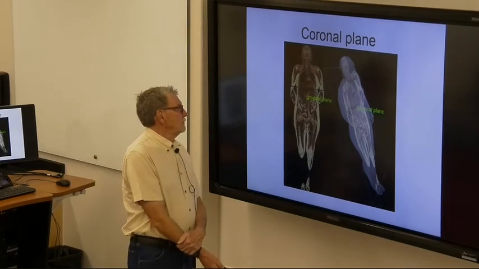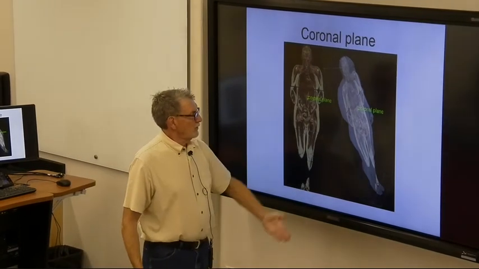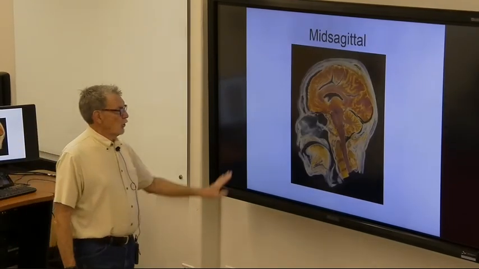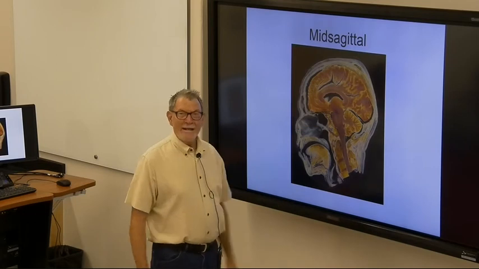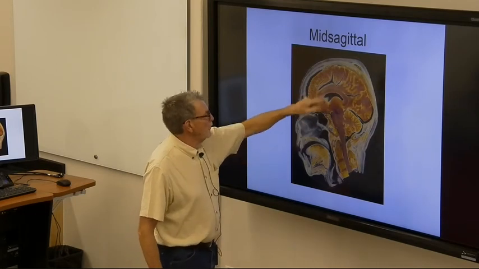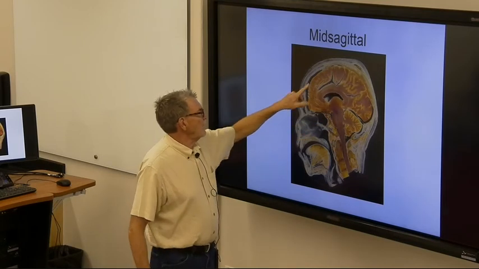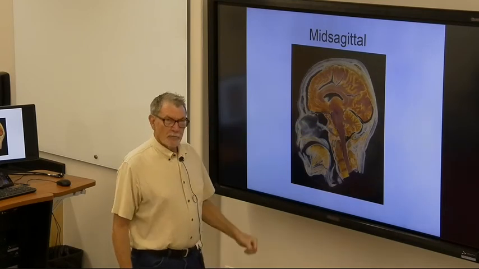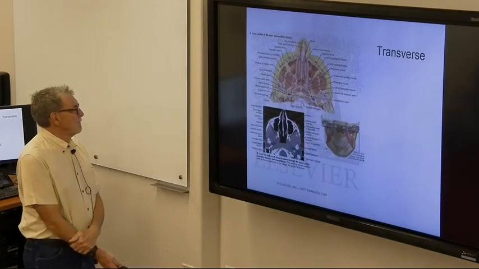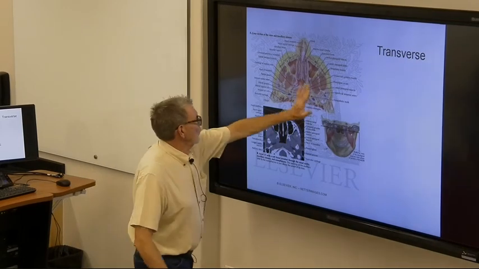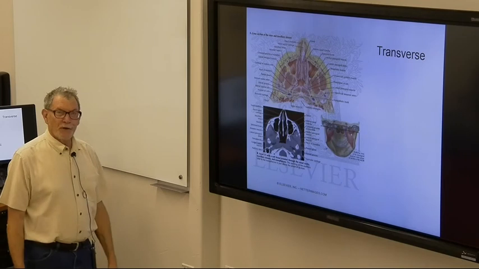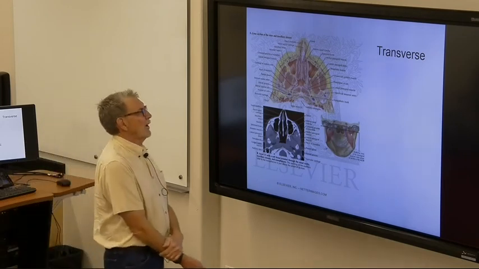Coronal plane or frontal plane, cutting you this way. Midsagittal plane, cut the head right in half with your imaging, and you're looking right up the brain stem into the brain to see if you can spot any lesions, bleeds. Transverse plane, cut across the middle looking straight down from the top. Kind of a fuzzy picture. Sorry about that.